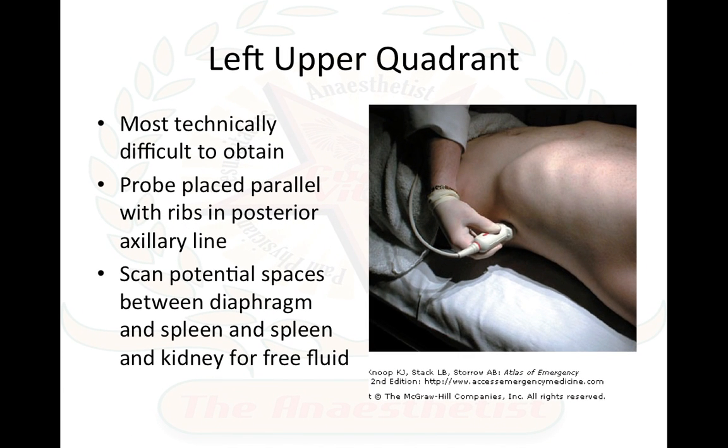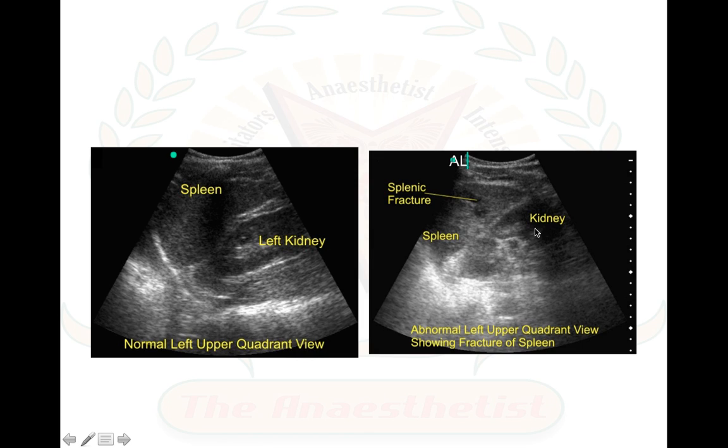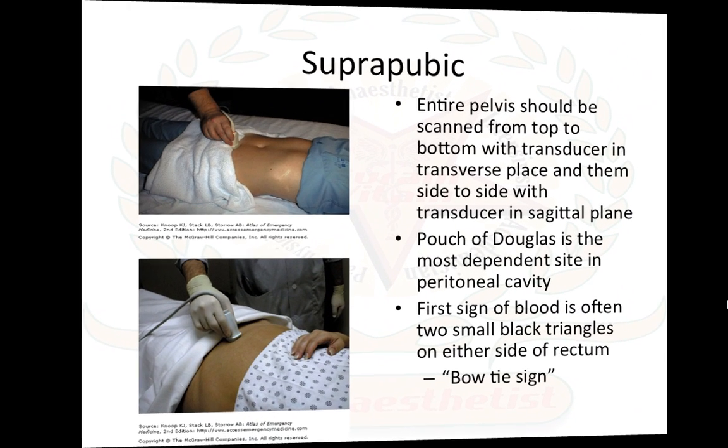Left upper quadrant view. It is most difficult to obtain, but with practice it can be obtained easily. The probe is placed parallel with the ribs in the posterior axillary line, and scan for potential spaces between diaphragm and spleen and kidney for free fluid. If you look here, this is the spleen, this is the left kidney, this is the diaphragm, this is a normal view, but this is an abnormal view. This is a splenic fracture, this is the spleen, there is some fluid, this is the kidney, and there is fluid in the abdomen.